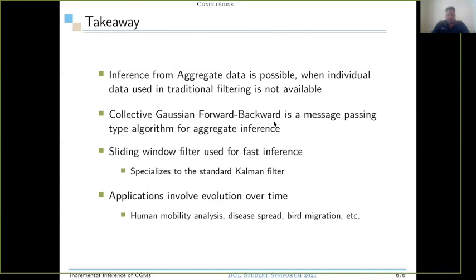We also propose a sliding window filter for faster inference, which reduces to the standard Kalman filter.